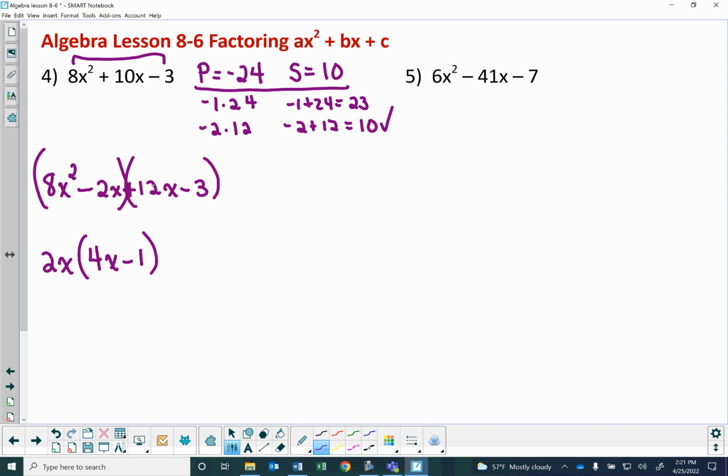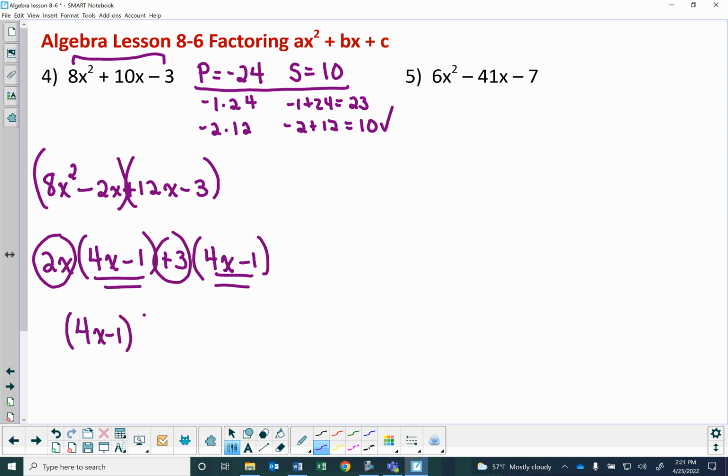Greatest common factor out of 12x minus 3. That would be 3. 12 divided by 3 is 4x. Negative 3 divided by 3 is negative 1. So we have our common term of 4x minus 1. And what's left over? 2x plus 3. So there's our factorization of 8x squared plus 10x minus 3.